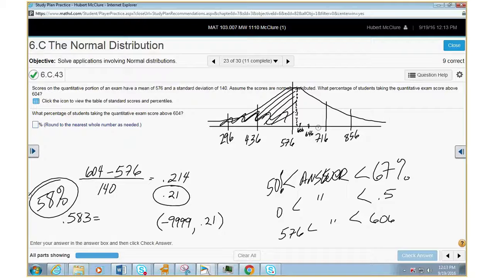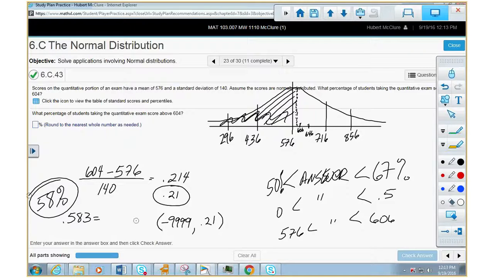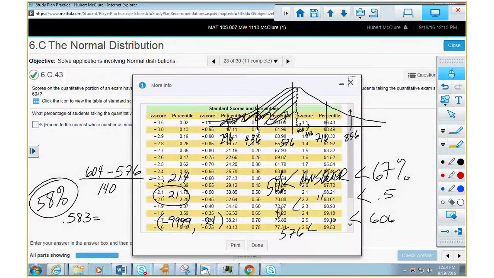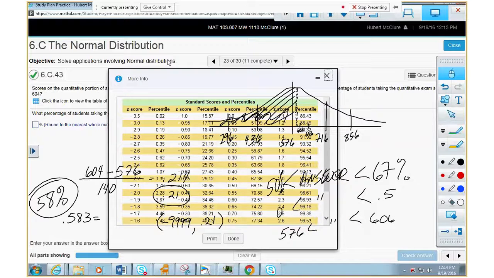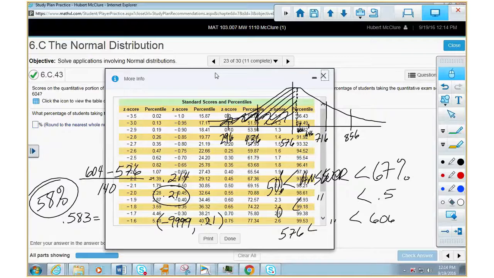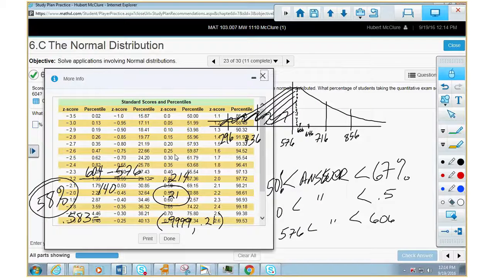Now look at your table. Pull up your handy dandy table and look for a z-score of 0.21. Okay, I can't move it. 0.21. There it is. 0.21 gives us what? 57.93, which is 58. So that's why they're telling you to round to the nearest whole number, to bypass any rounding issues.